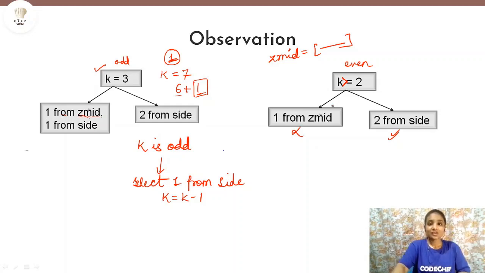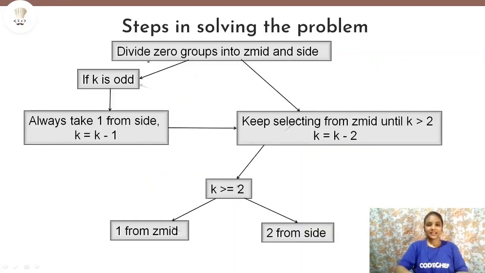Now based on these observations, we can easily derive the steps that we need in order to execute this question. So the first step will be that we'll divide the zero groups into Z mid and side. So by now I hope that you all know what is Z mid and what is side and how we are selecting that, how we are dividing the zero groups.